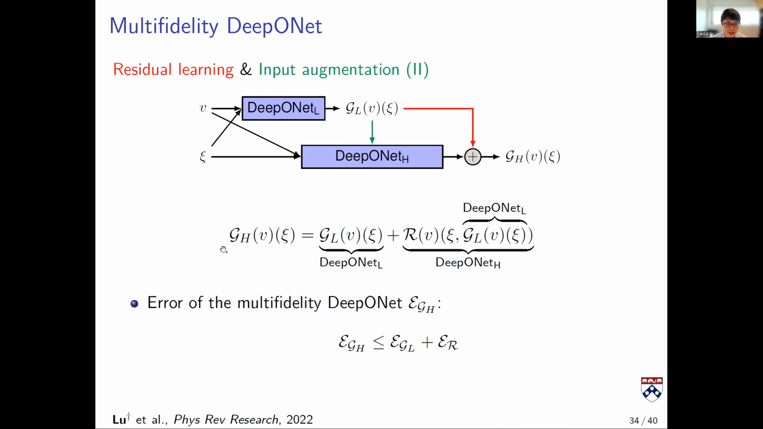So the high fidelity prediction for a new condition is equal to the prediction from the low fidelity network plus a correction term. And for the correction term, in addition to the inputs of V or C, we also use the prediction of the low fidelity as the inputs. This is the diagram. So we have two networks, DeepONet L and DeepONet Edge.